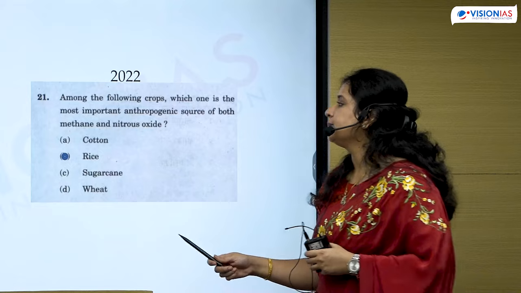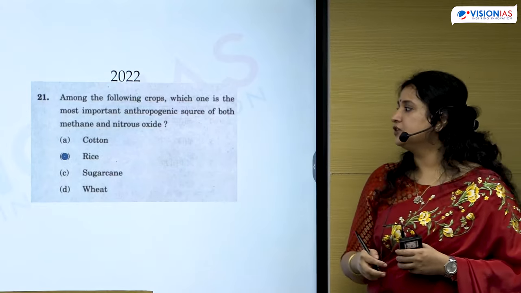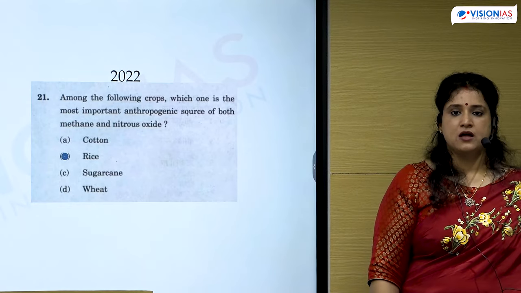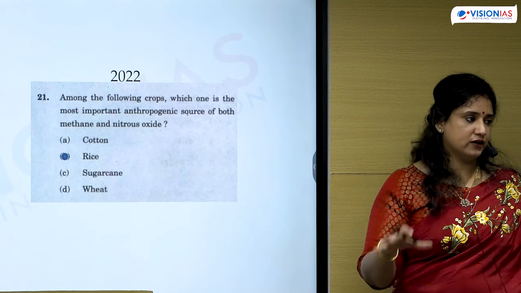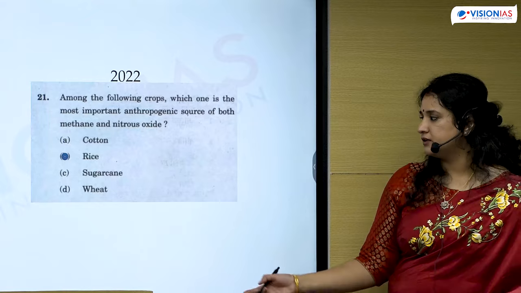Alright, okay. Among the following crops, which one of the following is the most important anthropogenic source of methane and nitrous oxide? I just read this. Rice: the more water-clogged the conditions, the more production of methane and nitrous oxide.